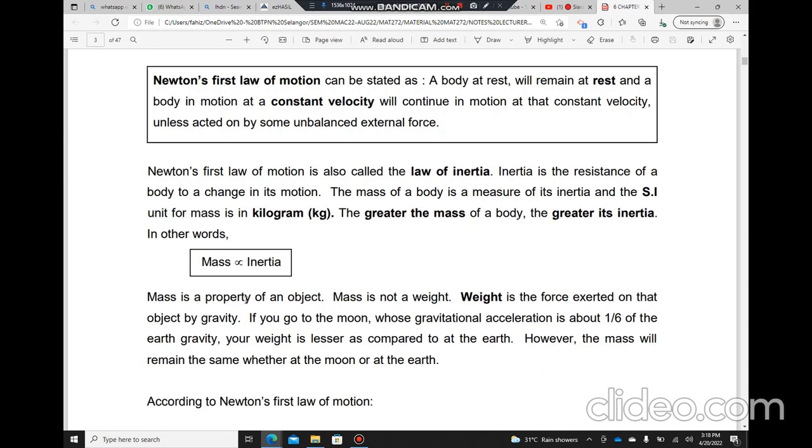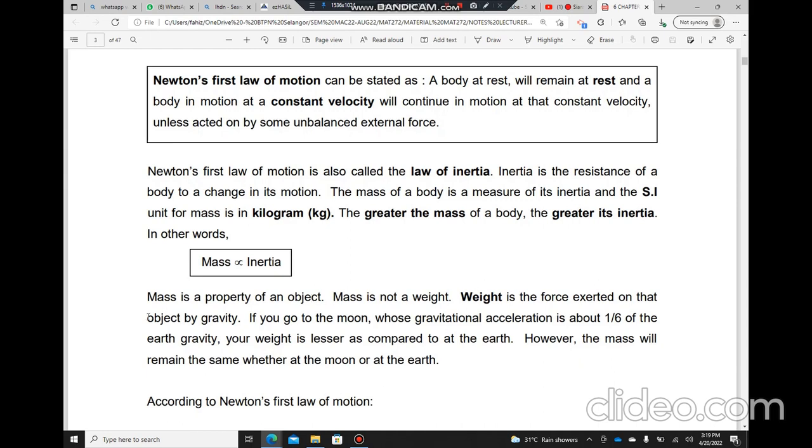Okay, mass is a property of an object. Mass is not a weight. Weight is the force exerted on that object by gravity. If you go to the moon, whose gravitational acceleration is about 1/6 of the Earth's gravity, your weight is lesser as compared to at the Earth. However, the mass will remain the same whether at the moon or at the Earth.